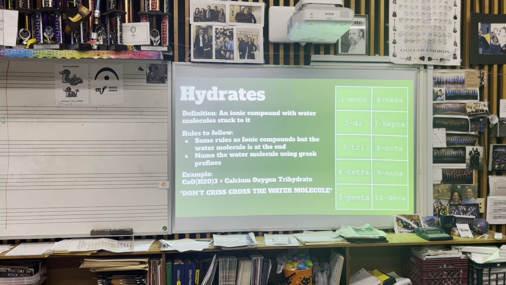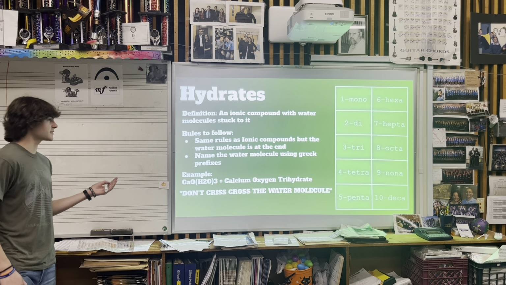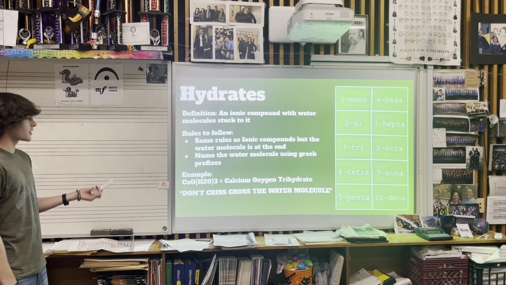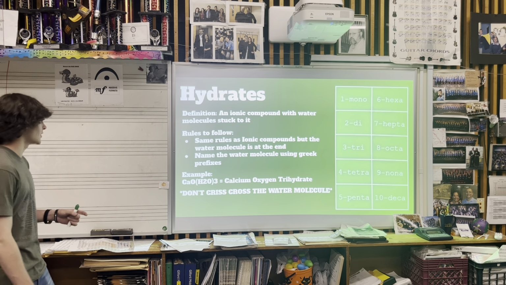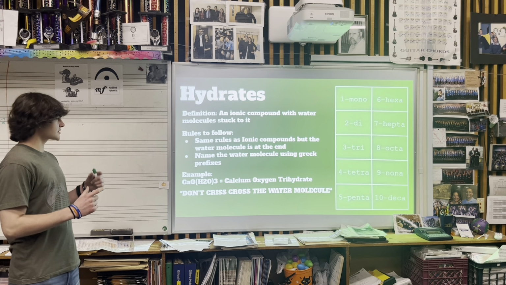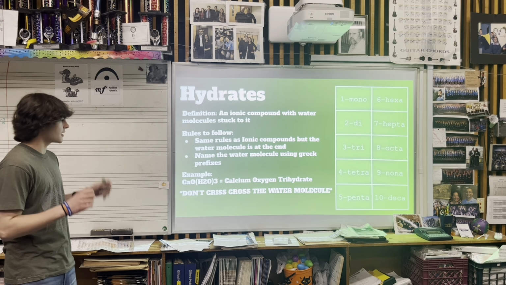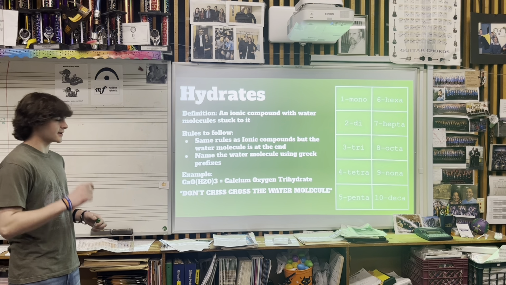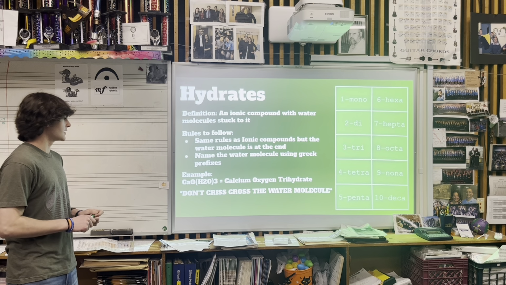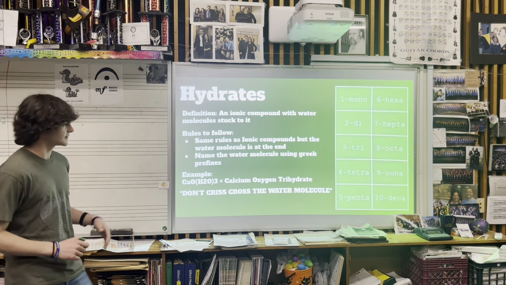Next thing we're going to talk about here is hydrates. So hydrates are just an ionic compound with water molecules stuck to it. So basic rules to follow. When it comes to making the compound, it's just the same rules as ionic compounds, but the water molecule is at the end, so it's different. And then name the water molecule using Greek prefixes here.